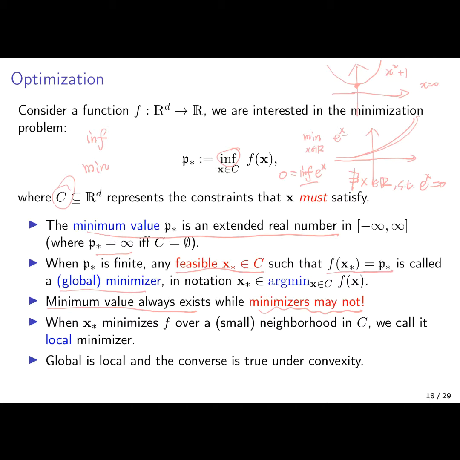And if a point minimizes a function over a small neighborhood but not over the entire set C, then we call this x star a local minimizer, right? It's only the smallest or the minimum in a small neighborhood but not in the entire set C. Okay, and obviously a global minimizer is a local minimizer, but the converse, a local minimizer is also global, is true only when the function f and the set C are convex. So this is proved in the note, so you can check if you're interested.